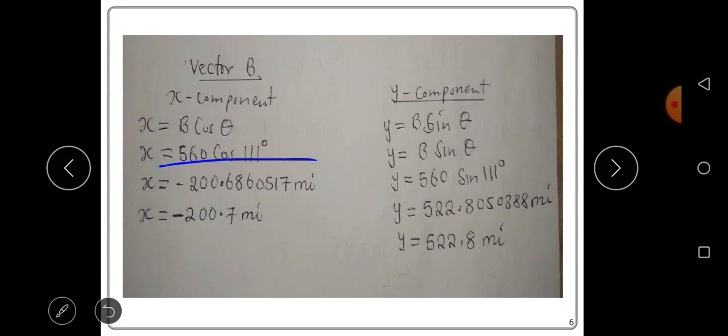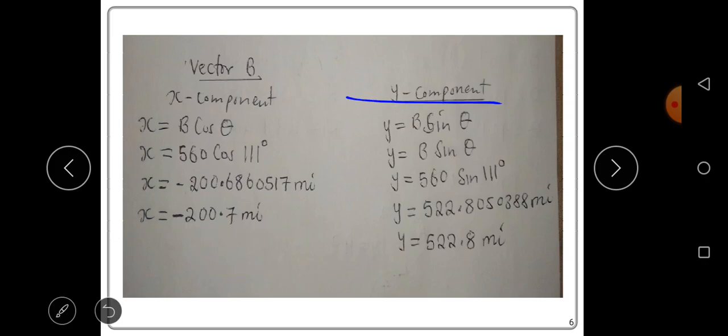So when we punch this on a calculator, we will get the x component to be negative 200.6860517 miles. So that will be the x component of vector B. So we can write this as negative 200.7 miles, in four significant figures.